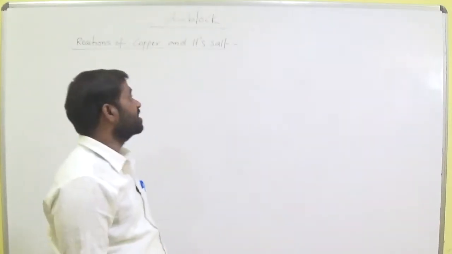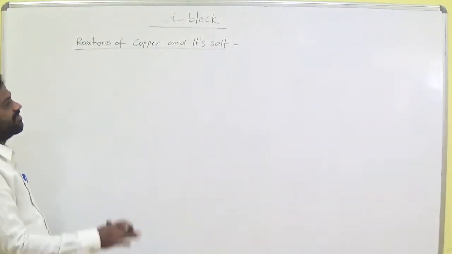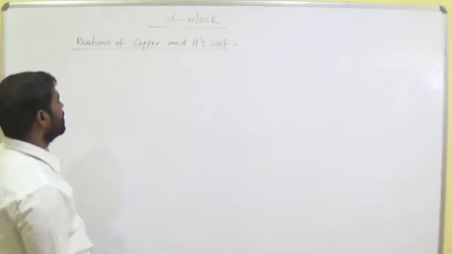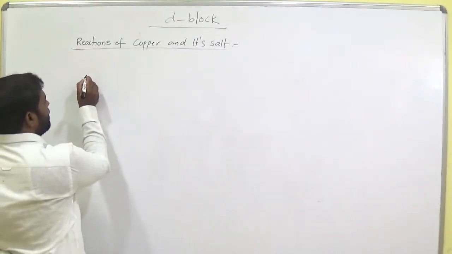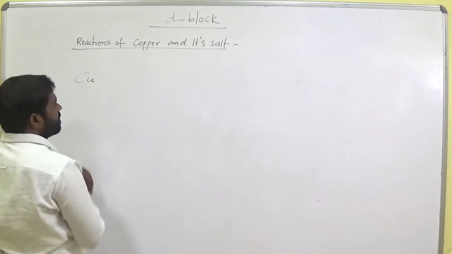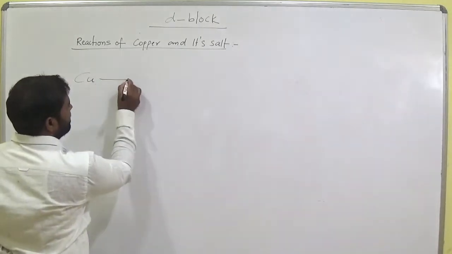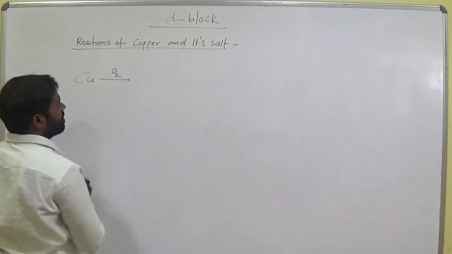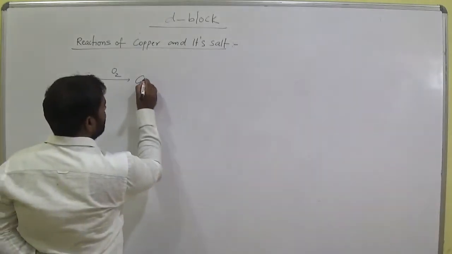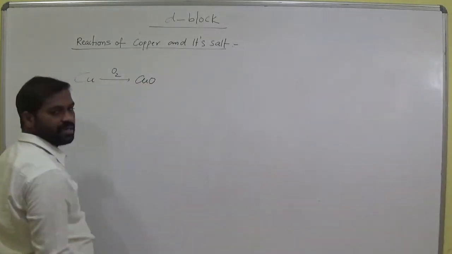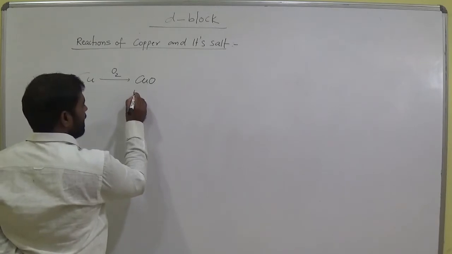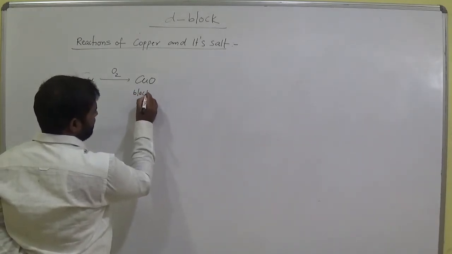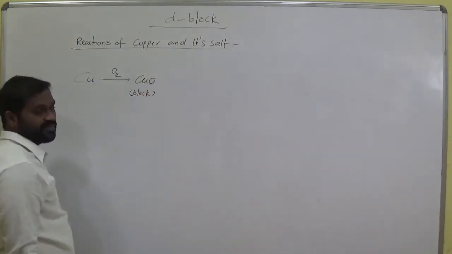Good morning students. Let's see the continuity of d-block element reactions of copper and its salts. Let us take the copper. It is treated with oxygen. It gives copper oxide, which is black in color. Here color is important. Copper oxide.